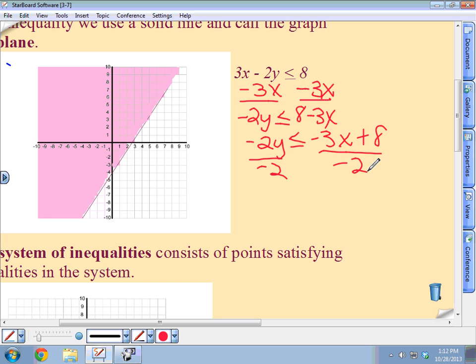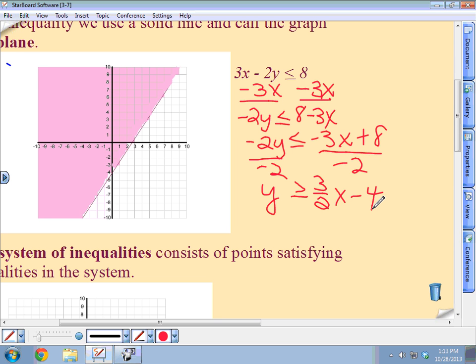And, of course, that'll give you y by itself. But one thing we do remember with inequalities that's really important, when you multiply or divide by a negative number, you have to remember to reverse the sign and do the opposite sign. So that will change to greater than or equal to. So that's really important to remember when you're dividing or multiplying by a negative number. And then you just have 3 halves x and then minus 4. Okay, so now I solved that for y.